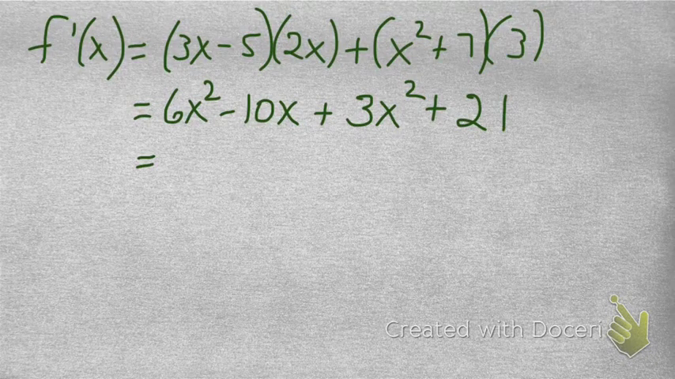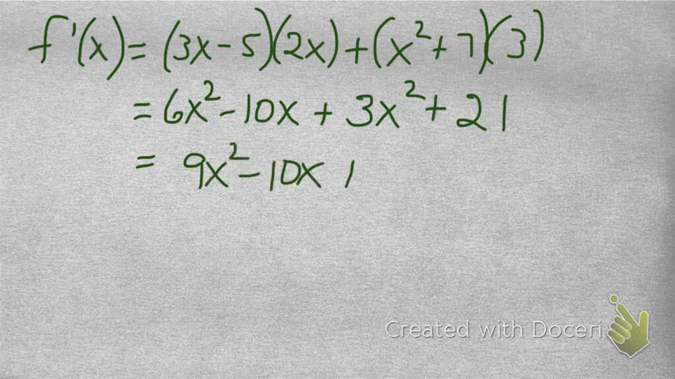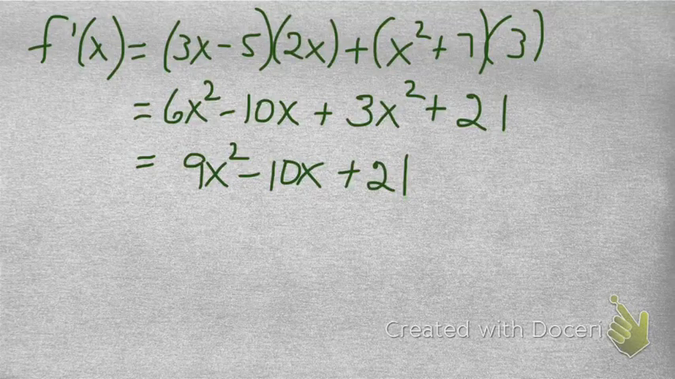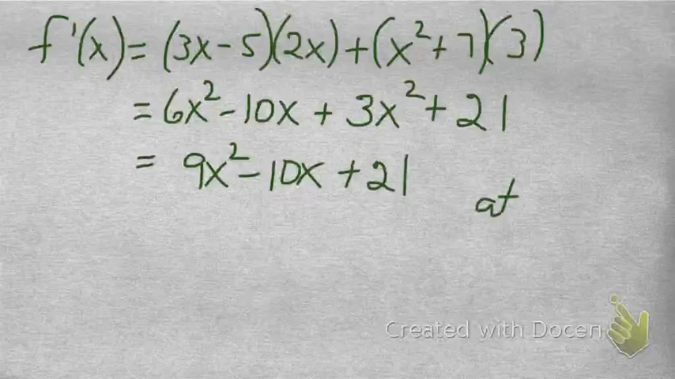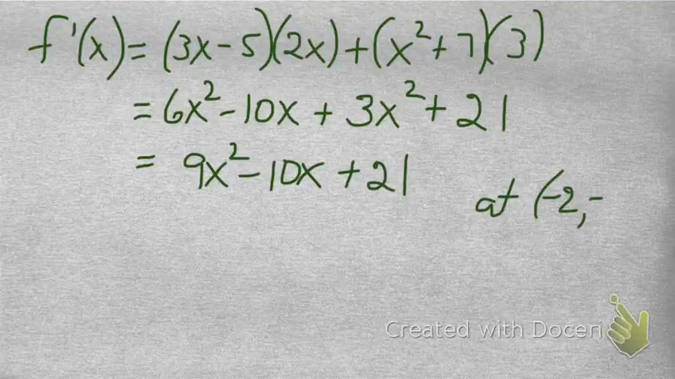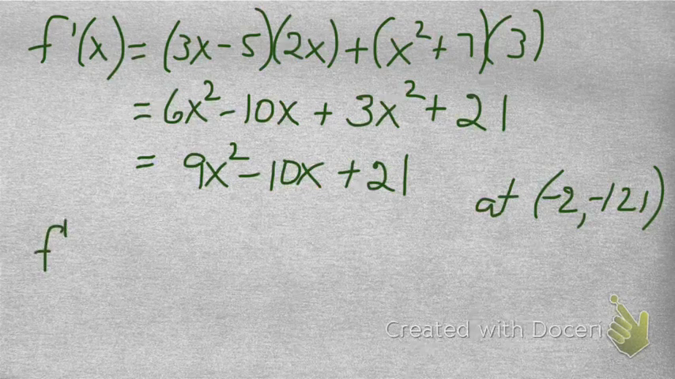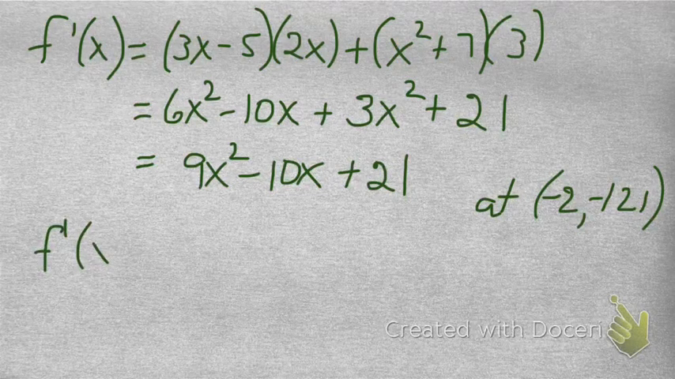Okay, we do have a couple of like terms. That's 9x squared, take away 10x, plus 21. This is the derivative of the function, and we're looking for the derivative at a specific point. At the point negative 2, negative 121. Let's go ahead and evaluate this derivative at negative 2.